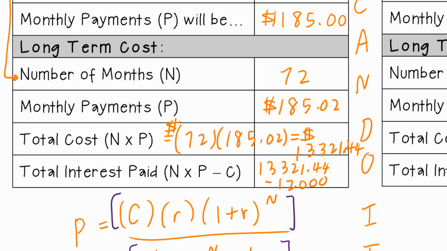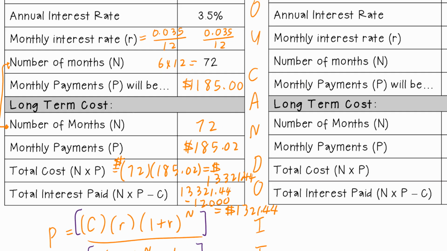But really, you can write down just the answer. Sorry for the mess. Let me subtract. And I get $1,321.44. So that's the first half of this example.